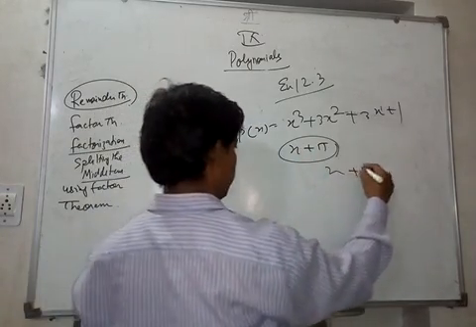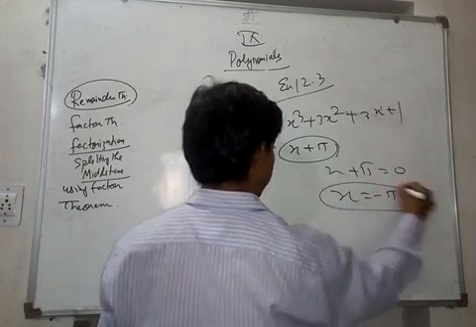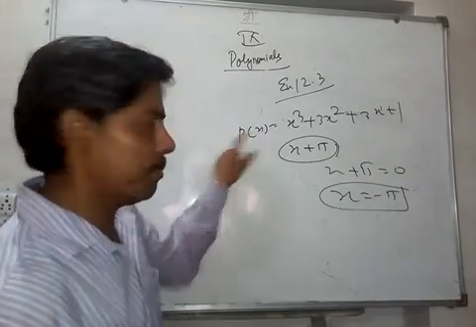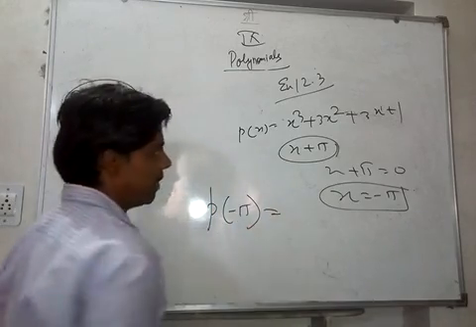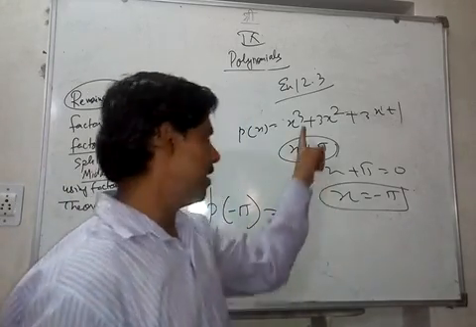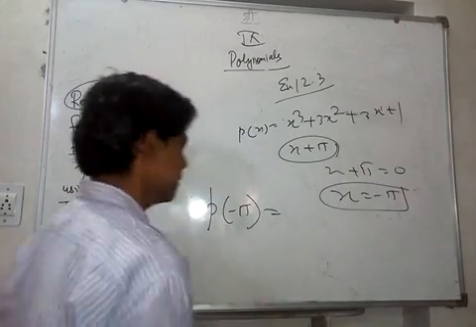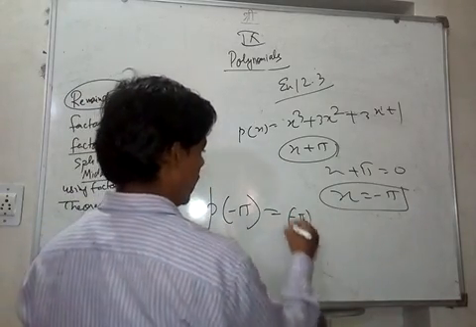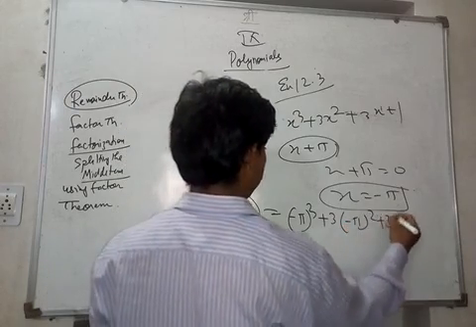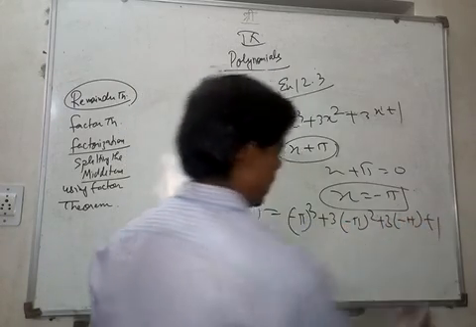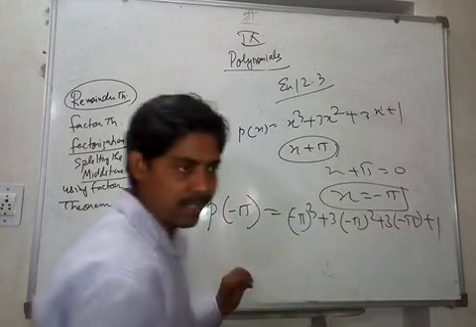x plus pi equal to 0. So you will get x is equal to minus pi, and when you put minus pi in place of x, you will get p of minus pi. That means wherever you see x, put minus pi. So minus pi cube plus 3 into minus pi square plus 3 into minus pi plus 1. I think that is a simple logic. That's not difficult, isn't it?